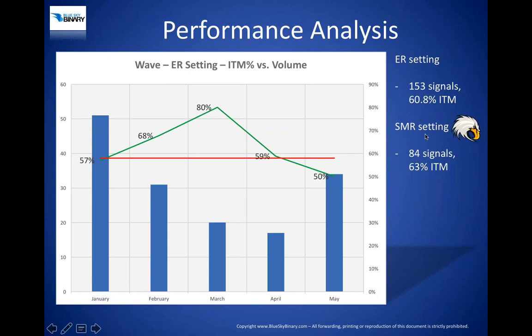So if you are going to choose between the two, might as well go for the SMR setting, which shows a little bit lower volume, I'd say around 40% lower volume or so, 84 signals, right, rather than 153. But you're getting 63%, which is a very decent win rate, right? For a long-term expiry signal over time, that's 84 signals. That's around 15 signals a month from Wave, okay? 15 signals a month alone from Wave at a 63% win rate roughly. So you may wish to consider Wave at slightly lower Hawkeye risk settings.